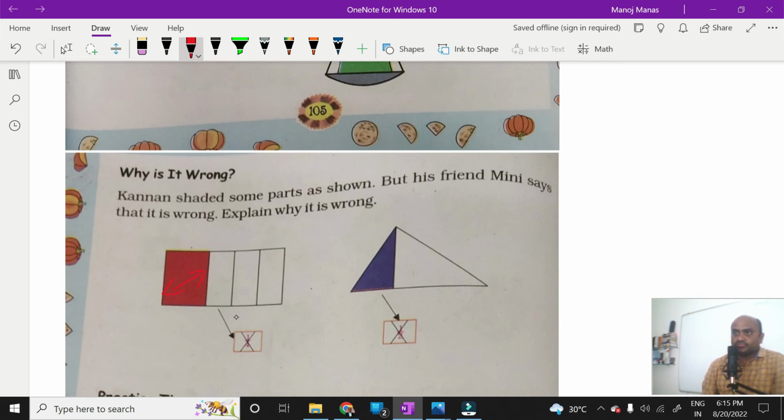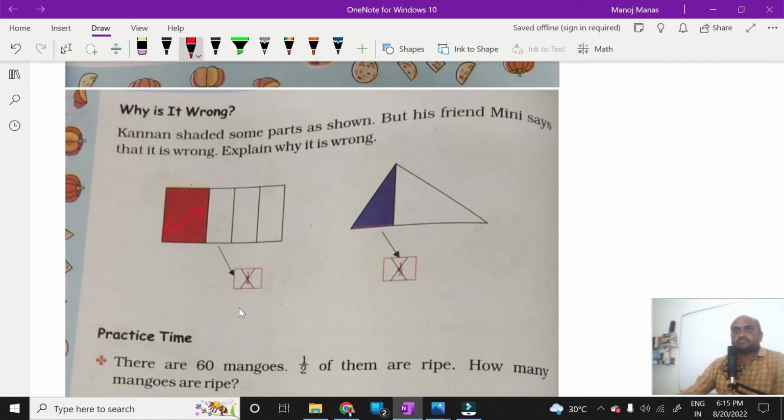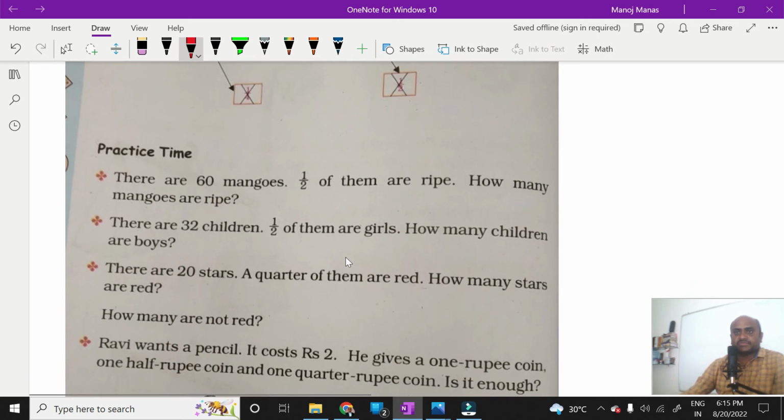Okay, so 1 by 2 could be, if you draw a straight line, something like this, then this could be 1 by 2. 1 by 2 means we can accept it, but it cannot be exactly equal to 1 by 2. Okay, so we have to mention clearly, or we have to use a scale, and then you have to draw it with the help of measurements.